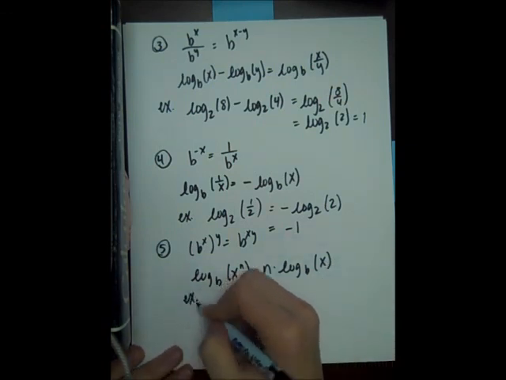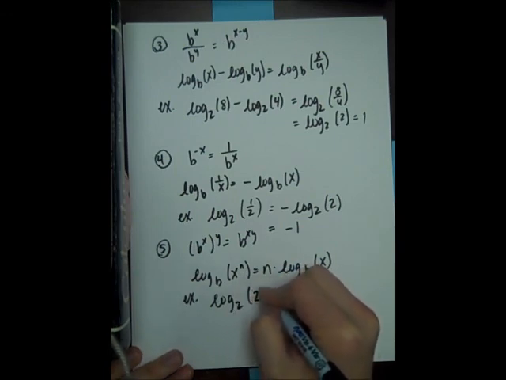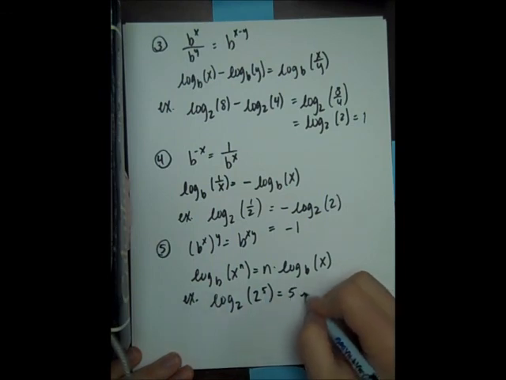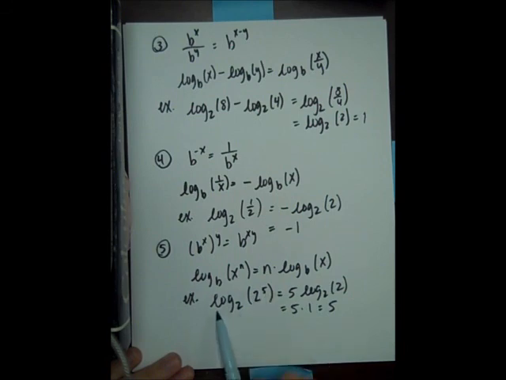So continuing with our log base 2 examples, let's do log base 2 of 2 to the 5th. I can bring this exponent out to be a coefficient in the front, so this is 5 times log base 2 of 2. Log base 2 of 2 is 1, so this is 5 times 1, which is 5. So anytime you have an exponent, you can bring that out front as a coefficient.